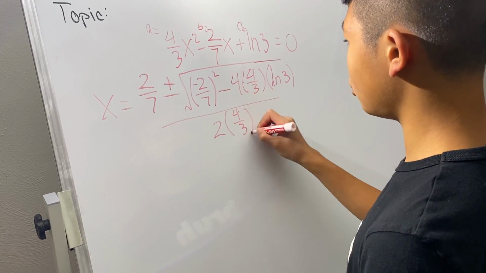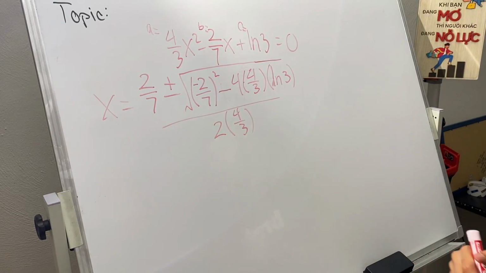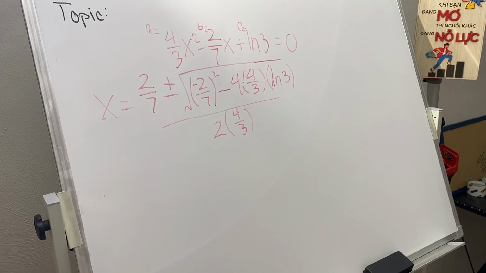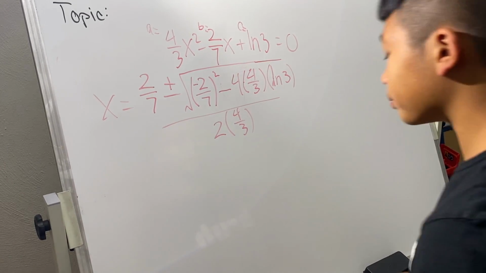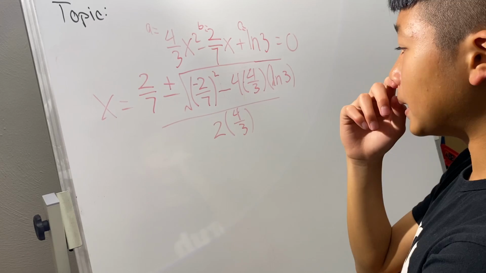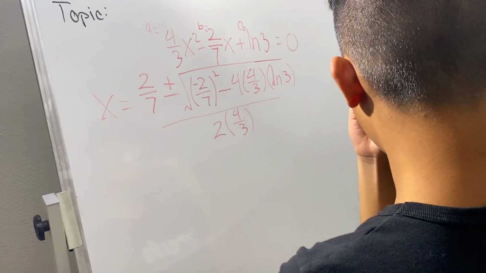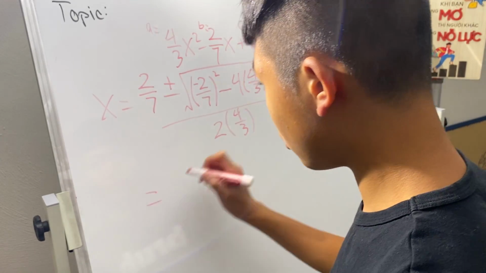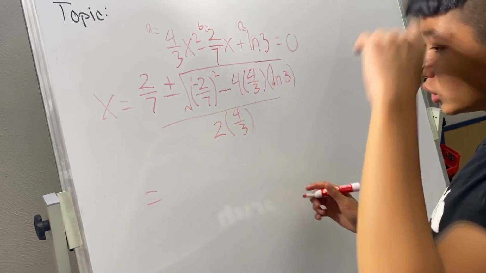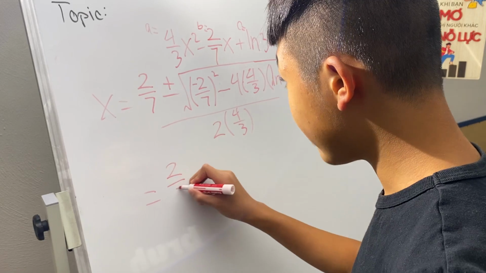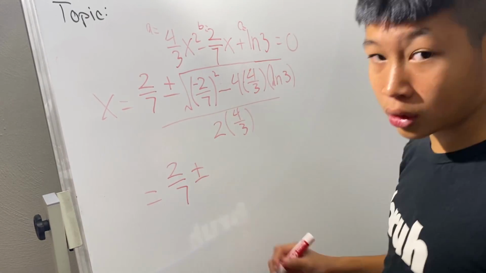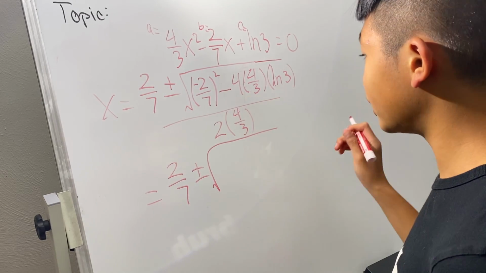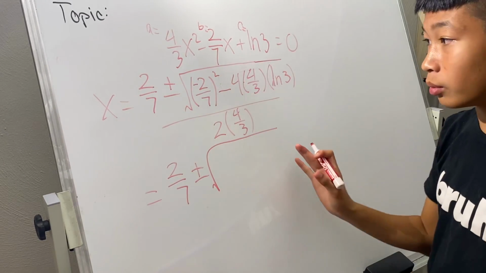You see, we cannot reduce anything here. Just make it even more complex. Okay. Let's see here. Oh my God, I gotta do every single step super carefully. If I make one mistake, I'll get it wrong. Let's see here. Negative 2/7, it's going to be positive.